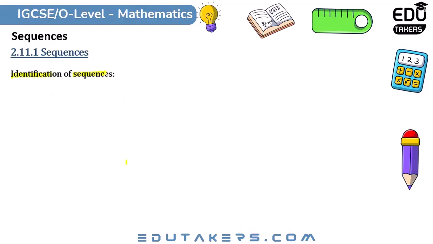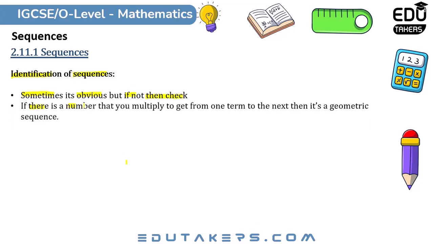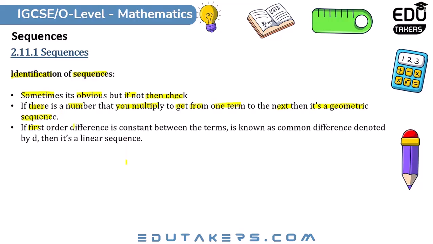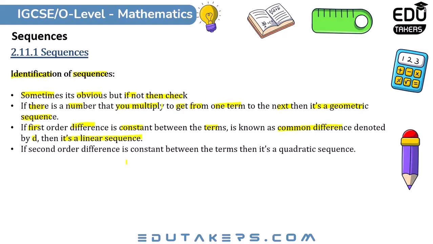Identification of sequences. Sometimes it's obvious, but if not, then check. If there is a number that you multiply to get from one term to the next, then it's a geometric sequence. If the first order difference is constant between the terms, known as a common difference denoted by d, it's a linear sequence. If the second order difference is constant between the terms, then it's a quadratic sequence, as we have seen before.